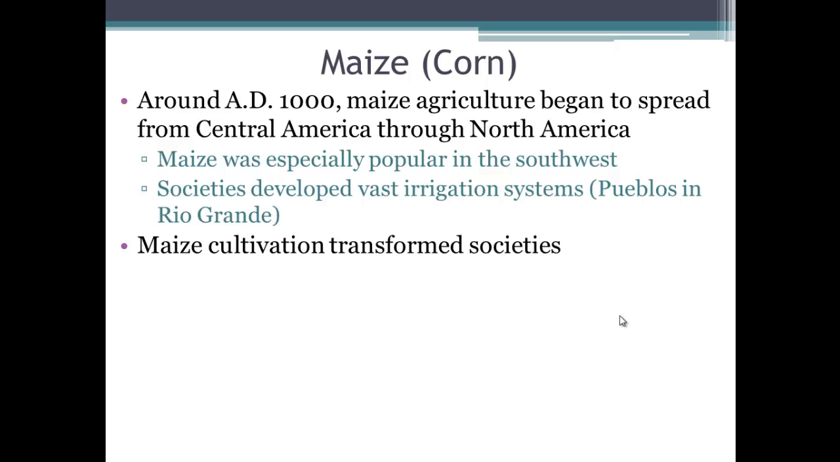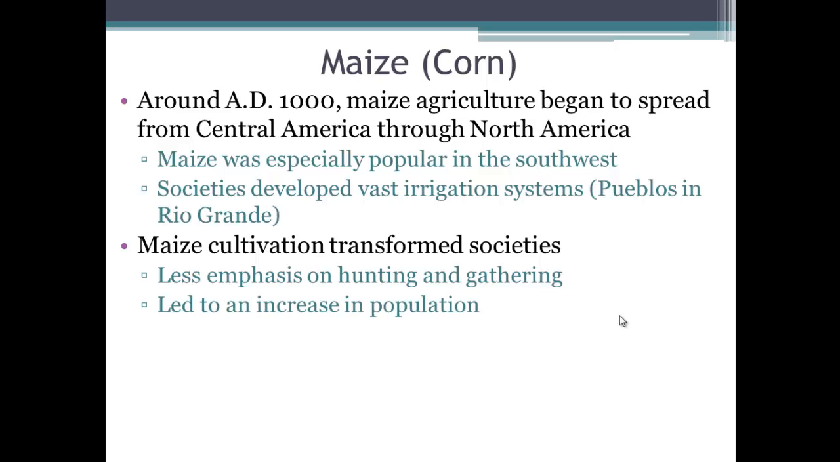Maize cultivation absolutely transformed societies. You see less of an emphasis on hunting and gathering, and this will lead to a huge increase in population because now there is a larger food supply. And villages, we will see, will be built around maize fields as well.